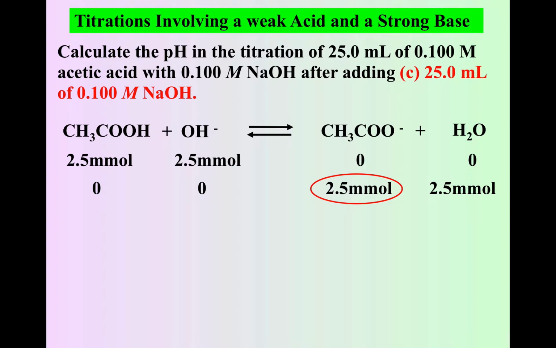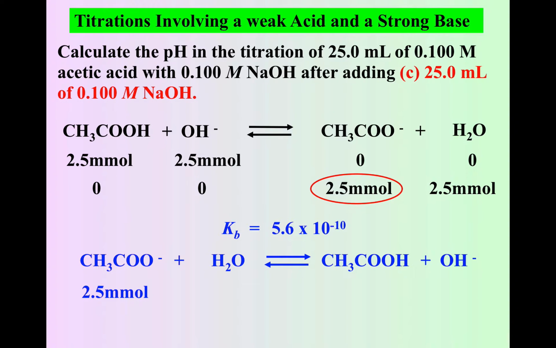This is a Kb problem. I've got acetate floating around in water. No more hydroxide, no more acetic acid, just acetate. So what I need to know is what the concentration of the acetate is. So you added 25 milliliters and 25 milliliters, so that's 50 milliliters of solution. Dividing the millimoles of acetate by that volume gives me the molarity of the acetate.